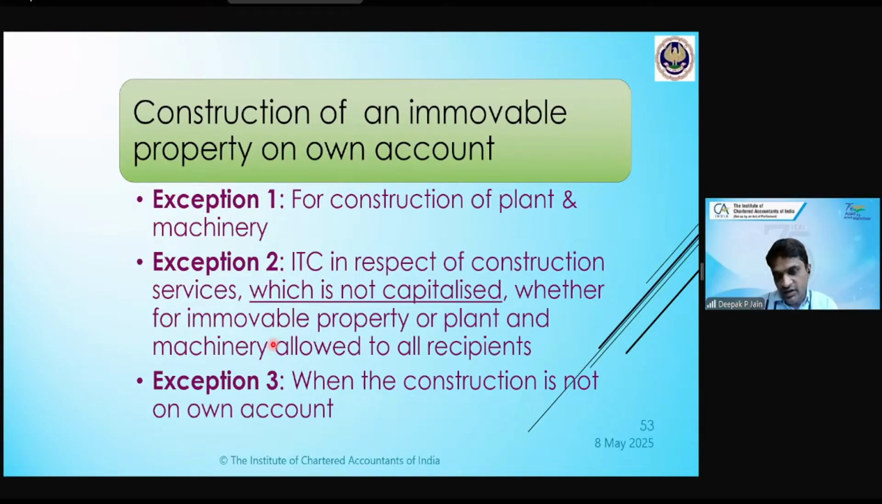Reinsurance supplies are not blocked, Ishant just covered this, but earlier there was GST on reinsurance, so there they said you can take credit on any reinsurance, which is now clarified, as reinsurance has come under Schedule 3. Okay. So for this also, there are three exceptions: construction of your own new property, if it is construction of plant and machinery, ITC in respect of construction which is not capitalized, and when the construction is not on the own account. Yeah. Same as the exceptions which we had from both.